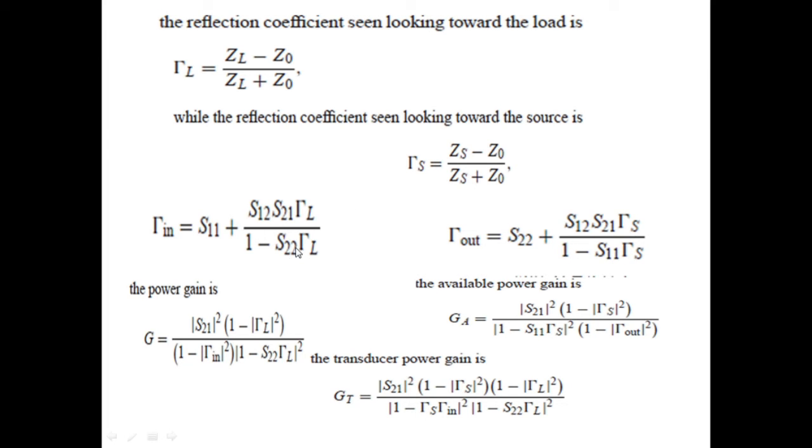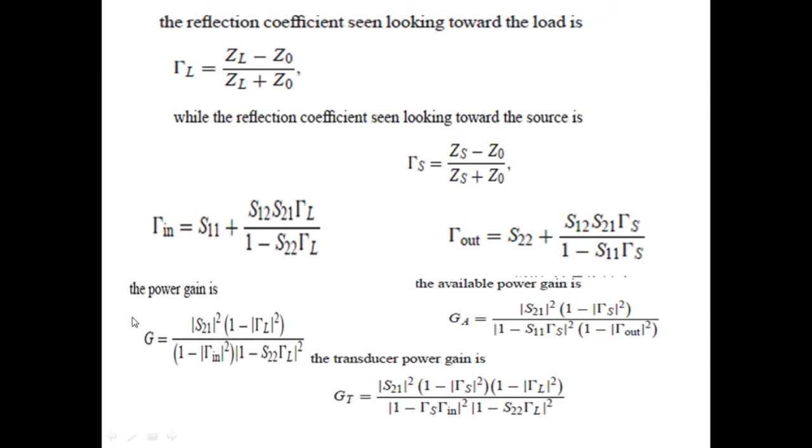And here see, this is the denominator factor. If it is the input side, the denominator factor is S22. And for gamma out, which is the output side, the denominator you have to include is S11. So like that, remember any one of the formulas, and based on that remember the second formula.